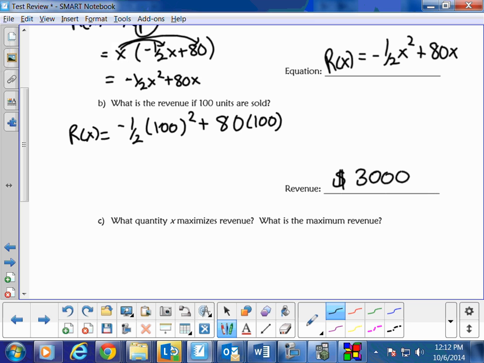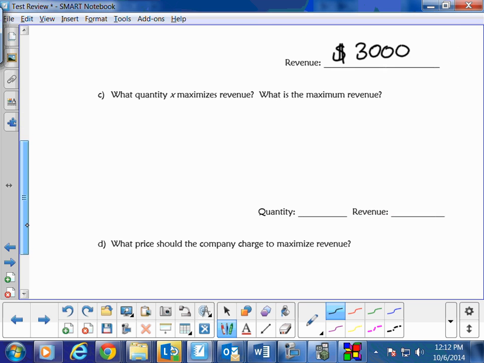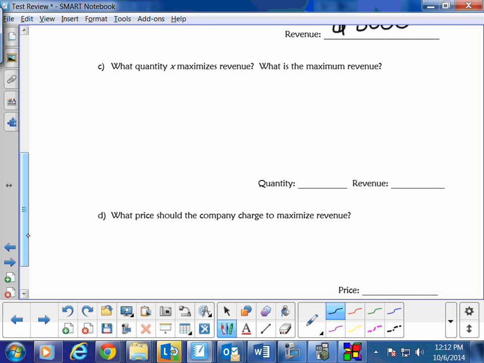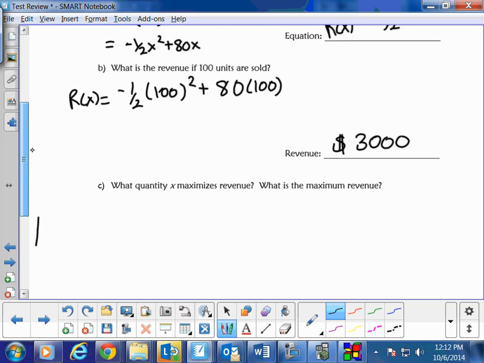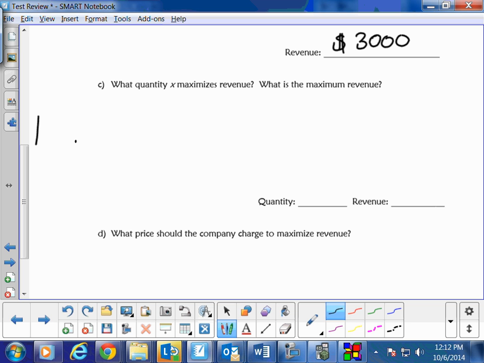And then this one's asking what quantity x maximizes the revenue. Remember, this is a parabola. You see how the a is negative in this one? That means you're going to have an upside down parabola, and there would be a certain point, which is a vertex, that will tell you first the x. When you find the vertex, it tells you where you have the x, and also gives you the maximum revenue for that x. That's really what that vertex is going to say for us.